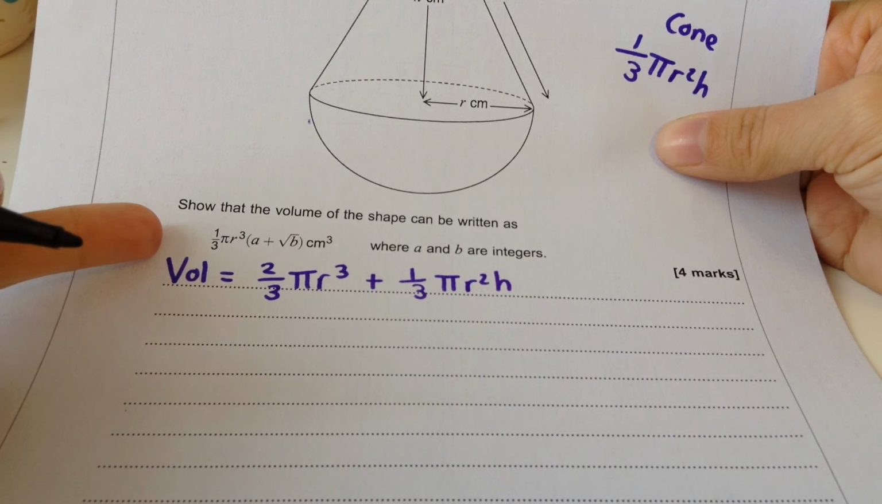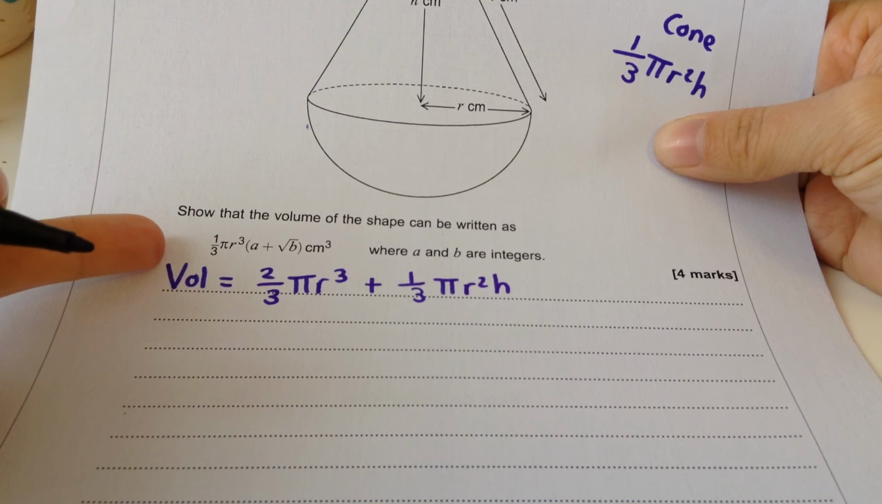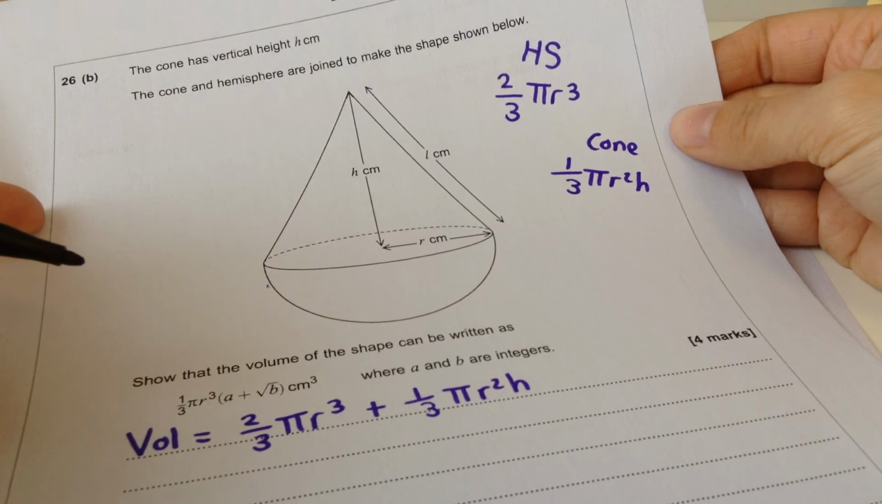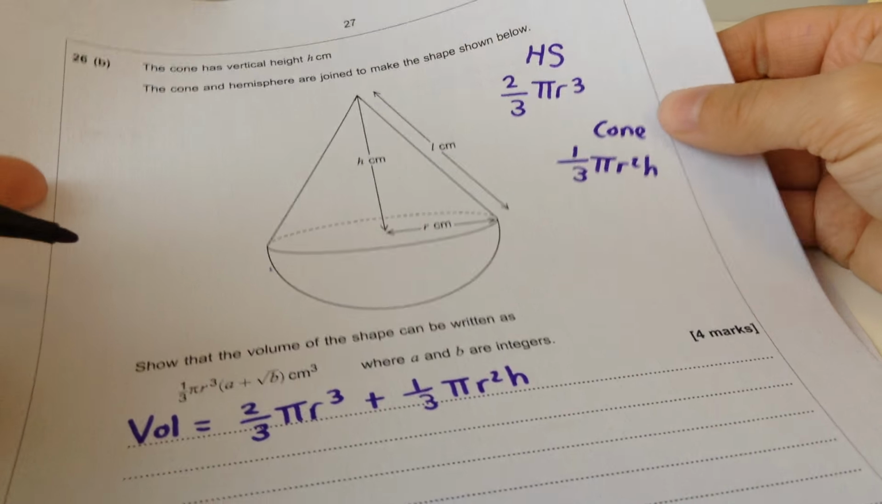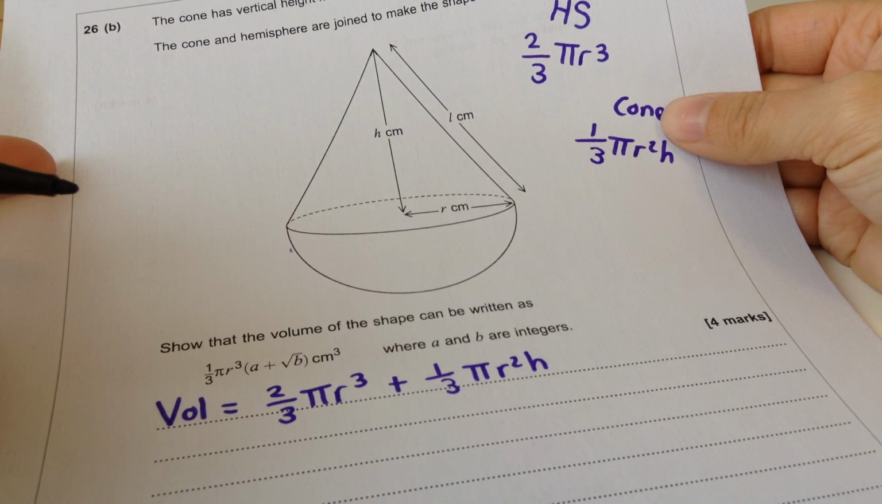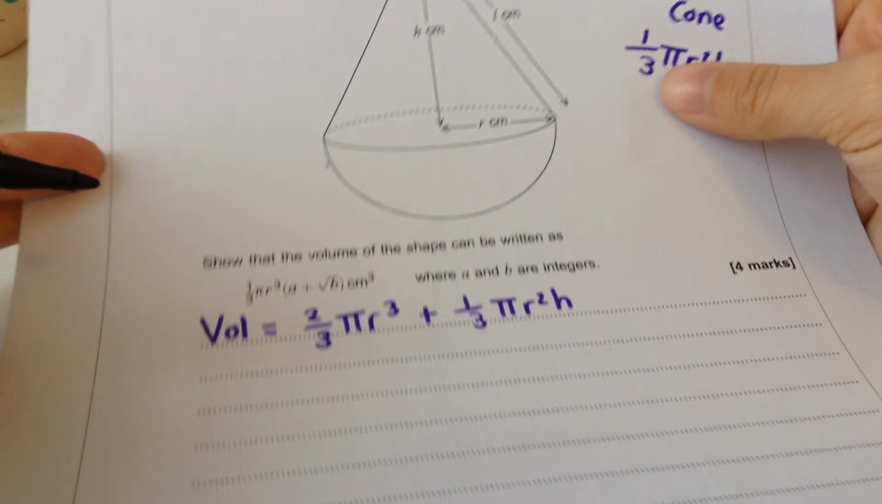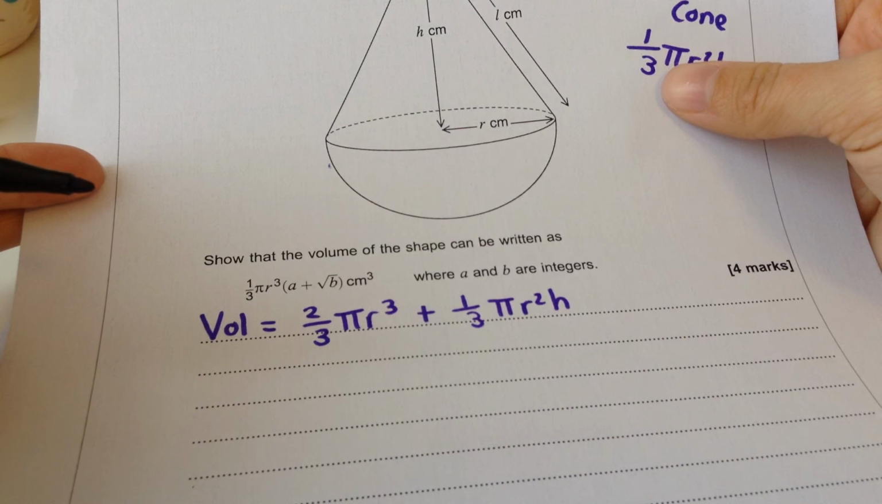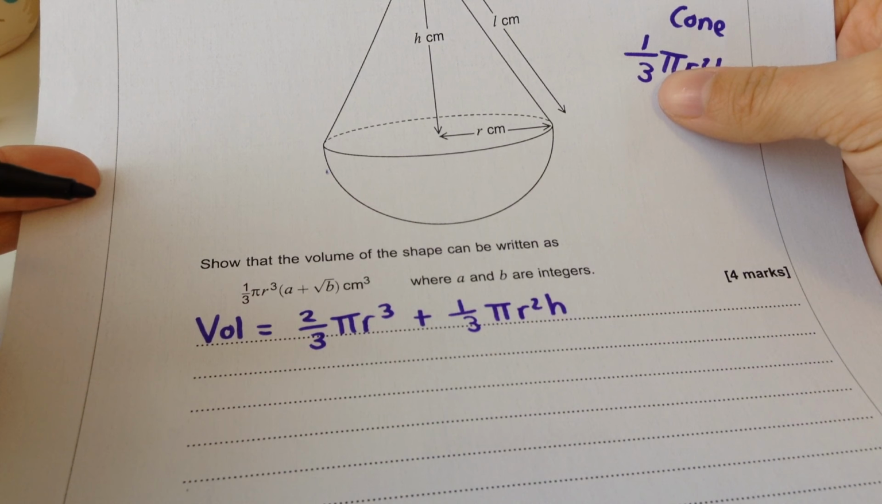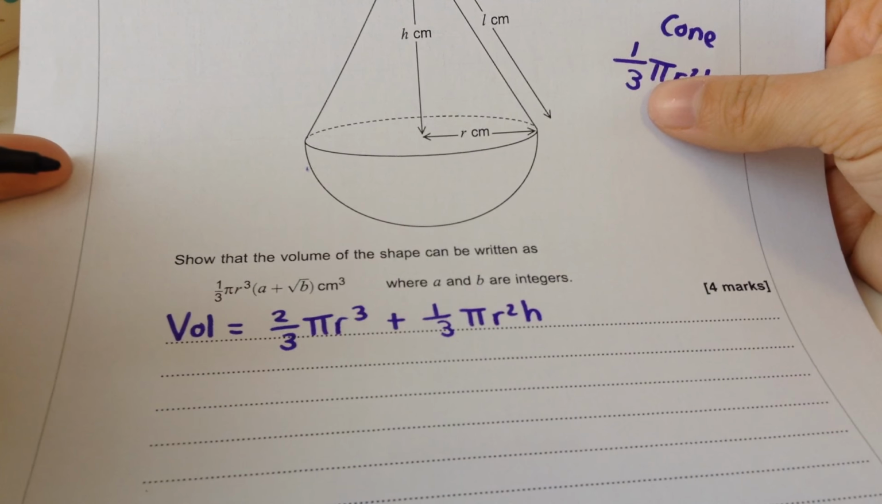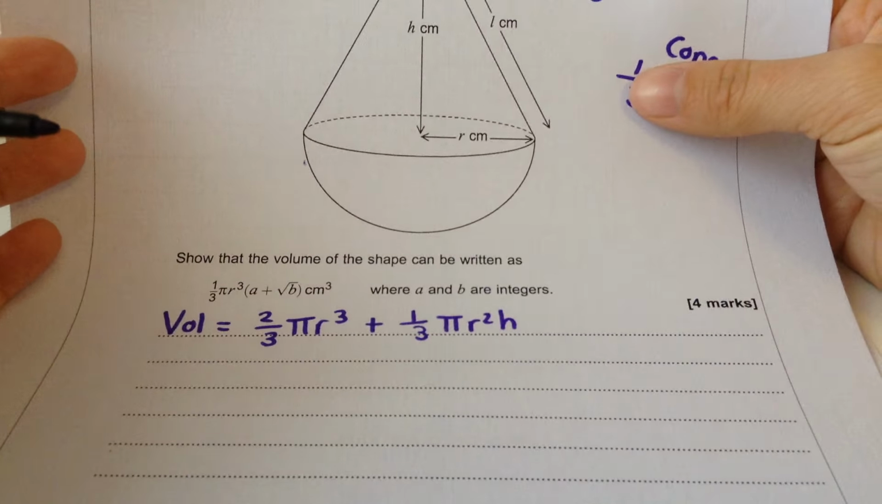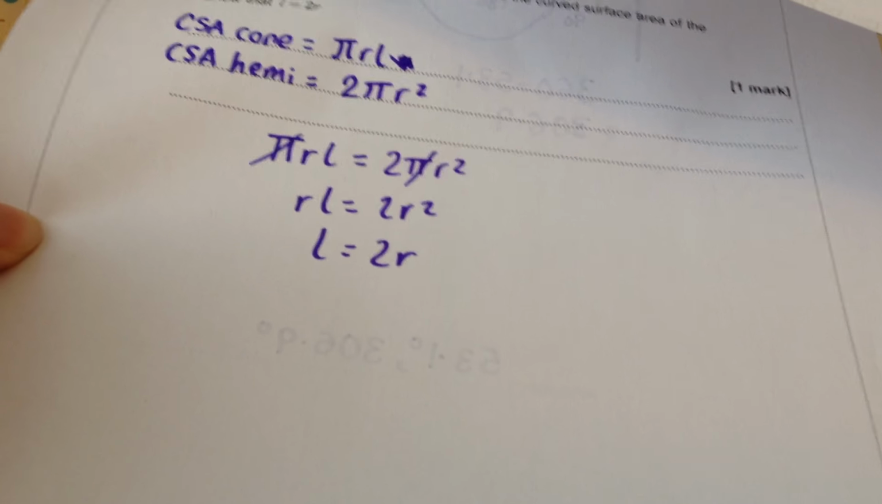Right, and the answer doesn't have h in it. Does it say something about h? No? Okay. Where did the h go? Oh! L equals 2r. We're supposed to use that.